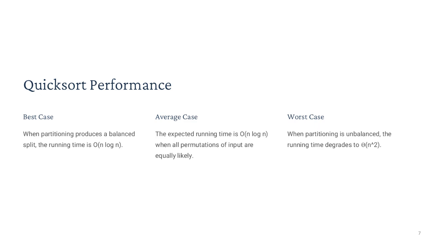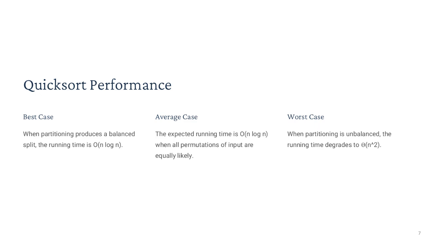However, in the worst case scenario, such as when the pivot results in highly unbalanced partitions, the running time deteriorates to theta of n squared. This variability underscores the importance of good pivot selection strategies and techniques, such as randomization, to improve the likelihood of balanced partitioning.